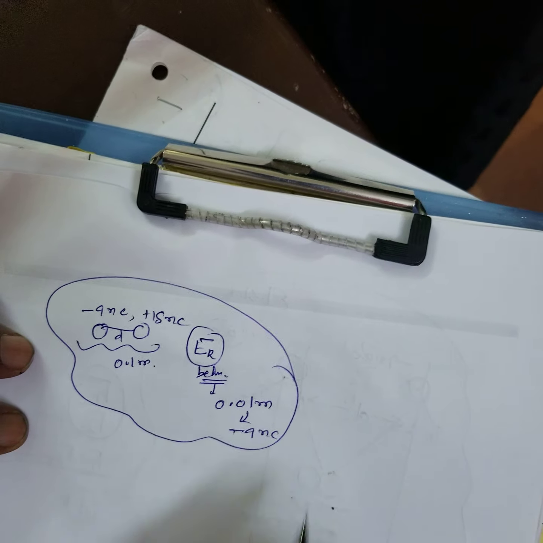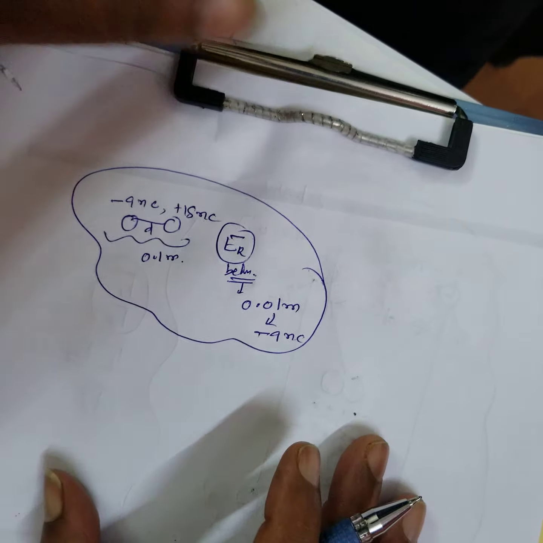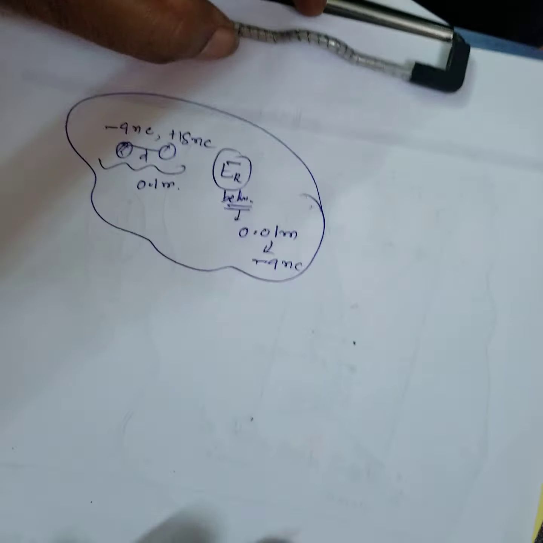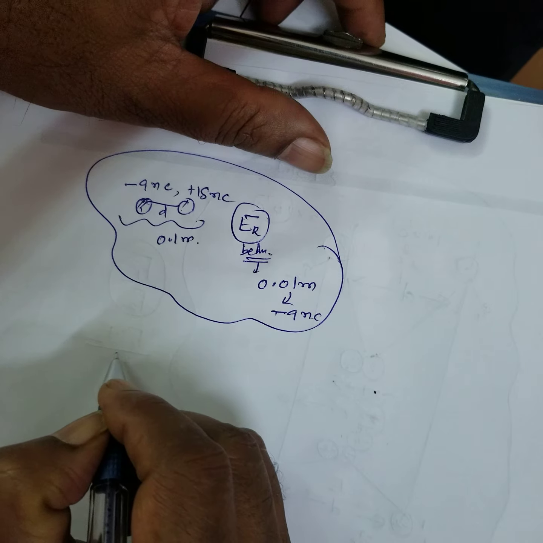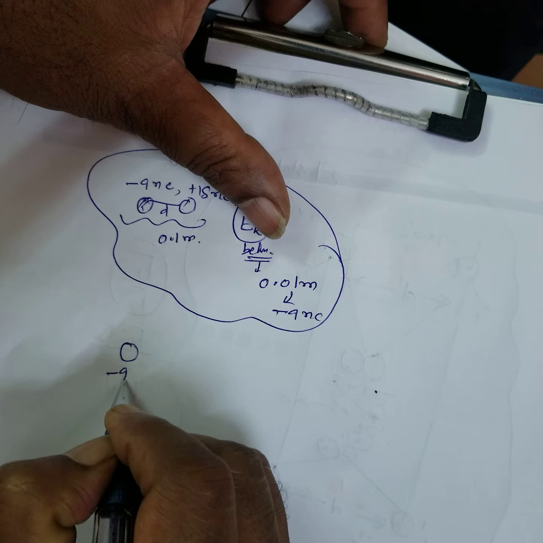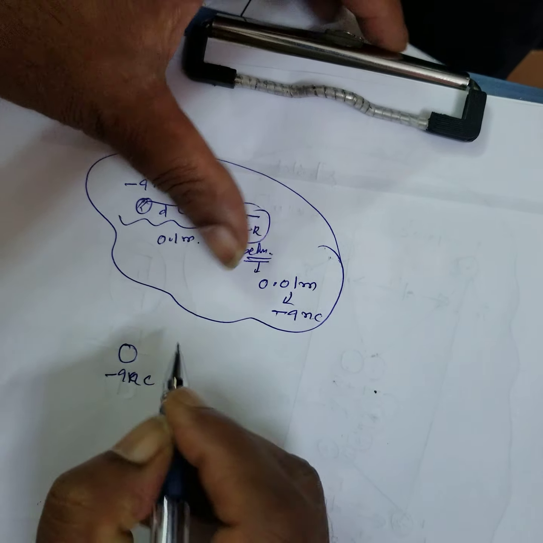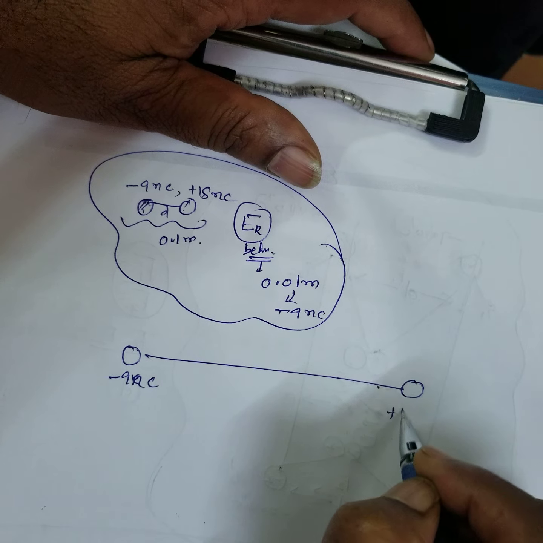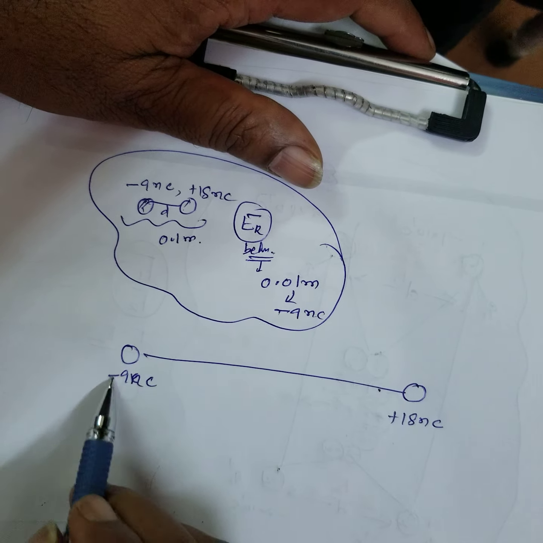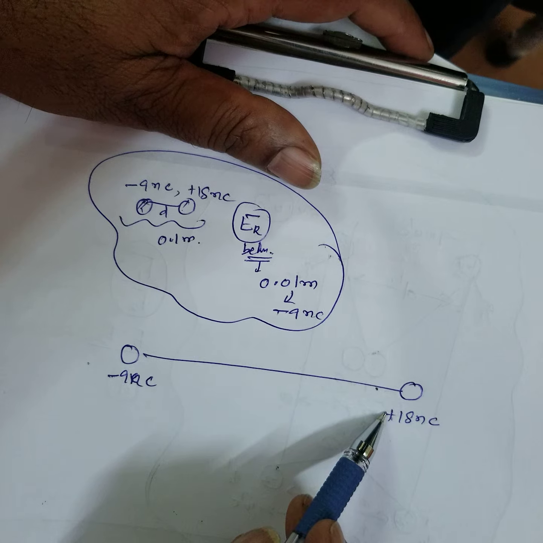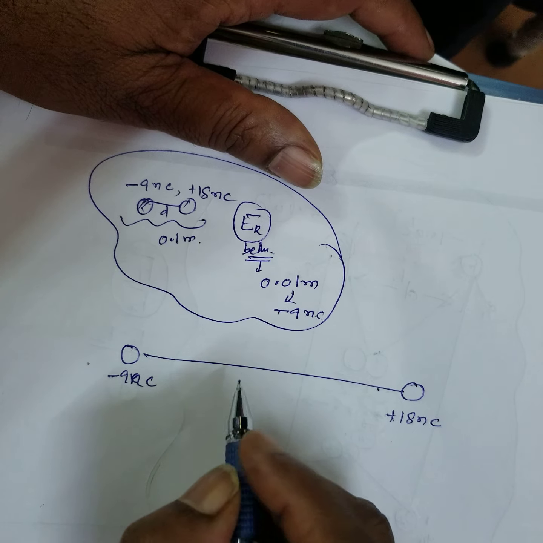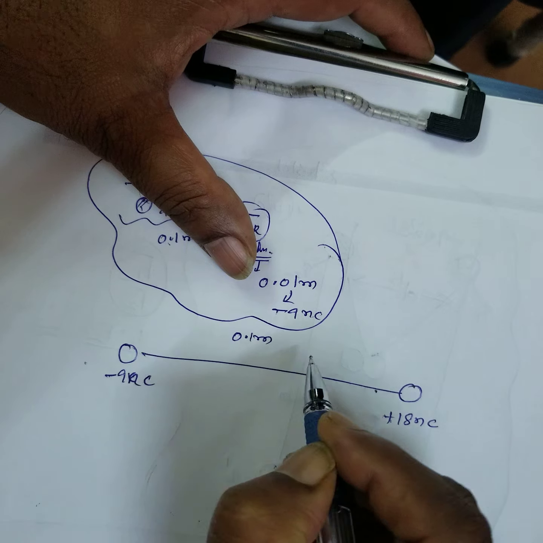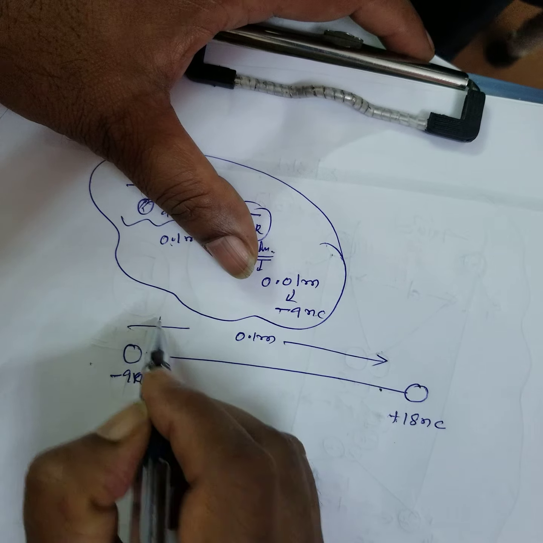See, this is the only data given, because the sentence I have made into a picture. Now, how to picturize it? I'll write it: -9 nanocoulomb, and this is +18 nanocoulomb. Positive and negative, so there is attraction. They are 0.1 meter apart.